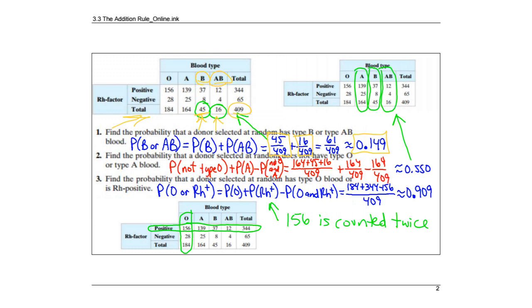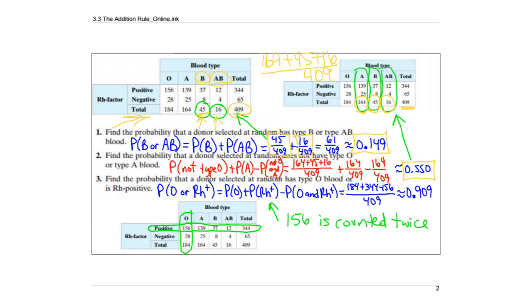So you're going to take the 164 plus 45 plus 16 and divide all of that by 409. So I have 164 plus 45 plus 16. These are all either A or not type O, and we're going to put that over 409. And that gives us 0.550 over here, which is the same as using that formula.